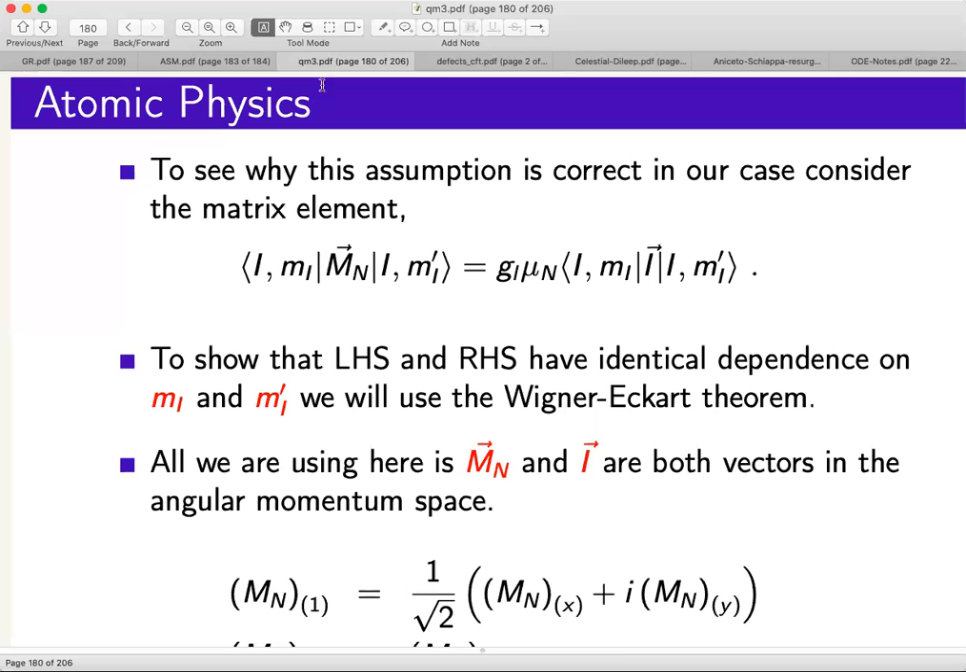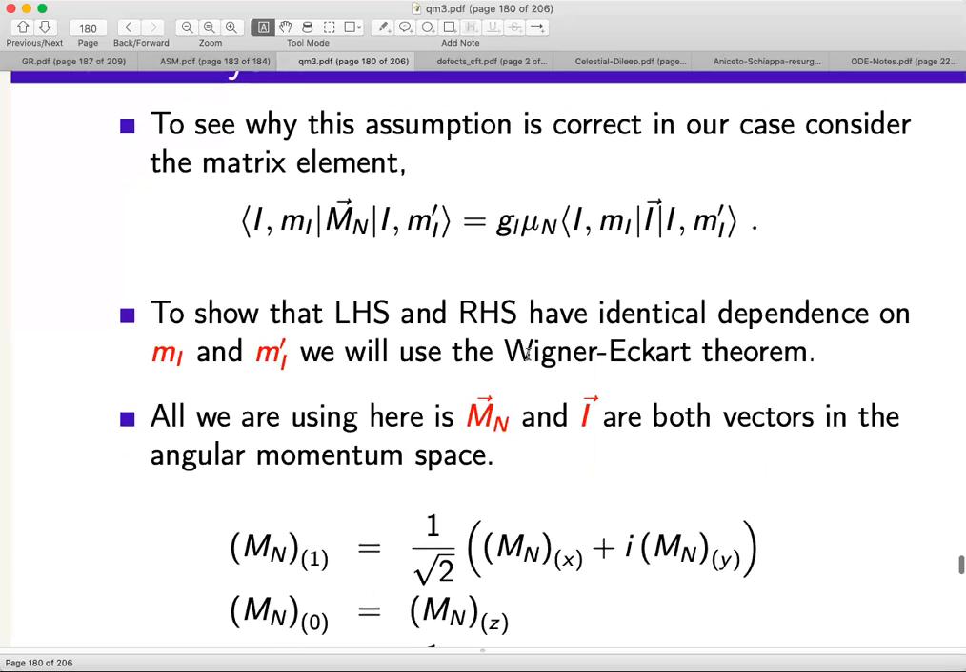Okay, so what we are going to do is to use the Wigner-Eckart theorem to show that both sides of this equation have the same dependence on mi and mi prime. In the Wigner-Eckart theorem, what we will be using is the fact that both the nuclear magnetic moment and the nuclear angular momentum are vectors. With respect to angular momentum algebra, they are vector quantities.